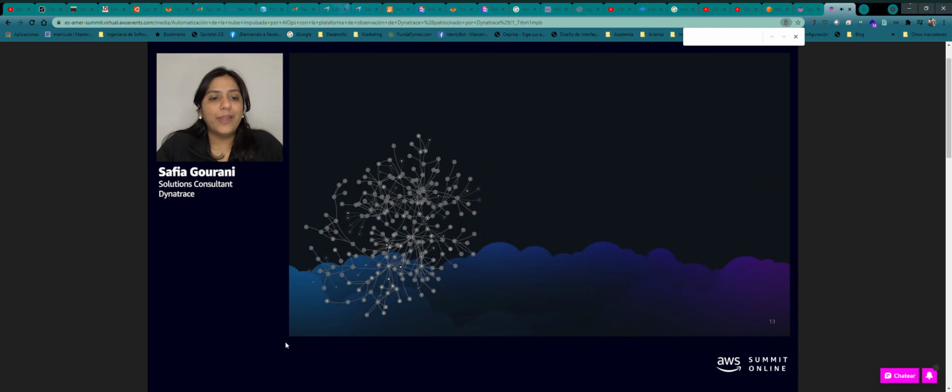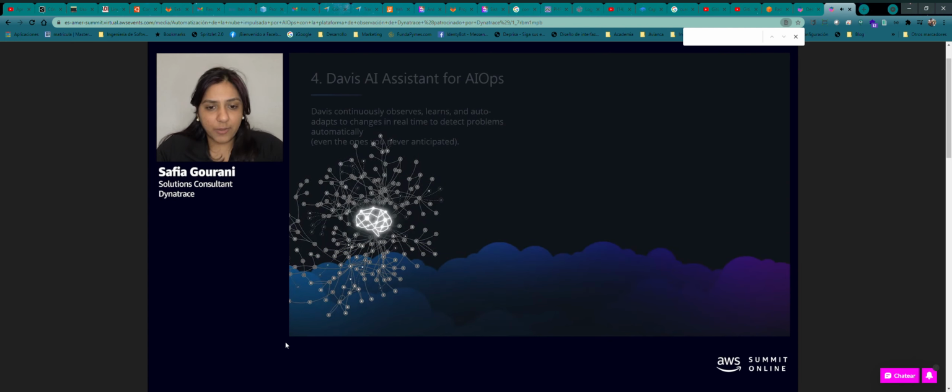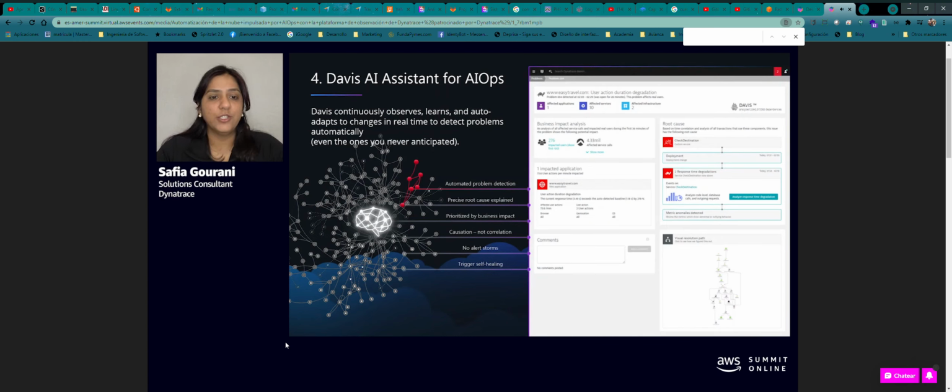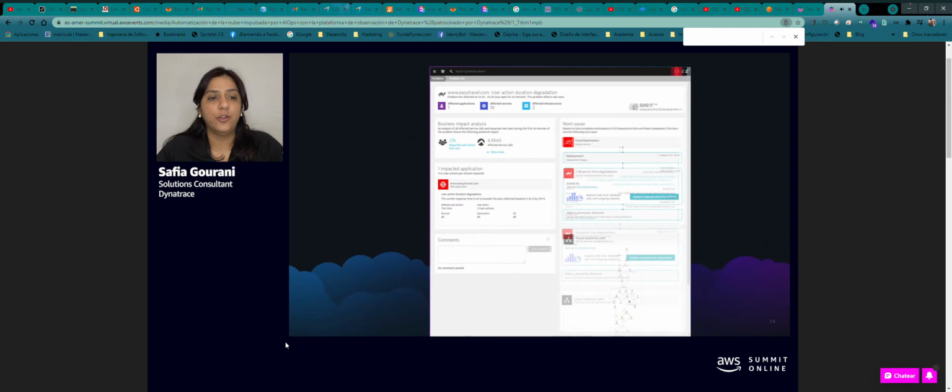The very important thing that we will be talking about today is our AI engine, which is called Davis. So it is used for a true AIOps approach where you can automatically detect problems. It gives you root cause analysis and also causation. It's not just telling you how things are correlated to each other, but it is giving you the true causation without causing a lot of alert storms in your environment.